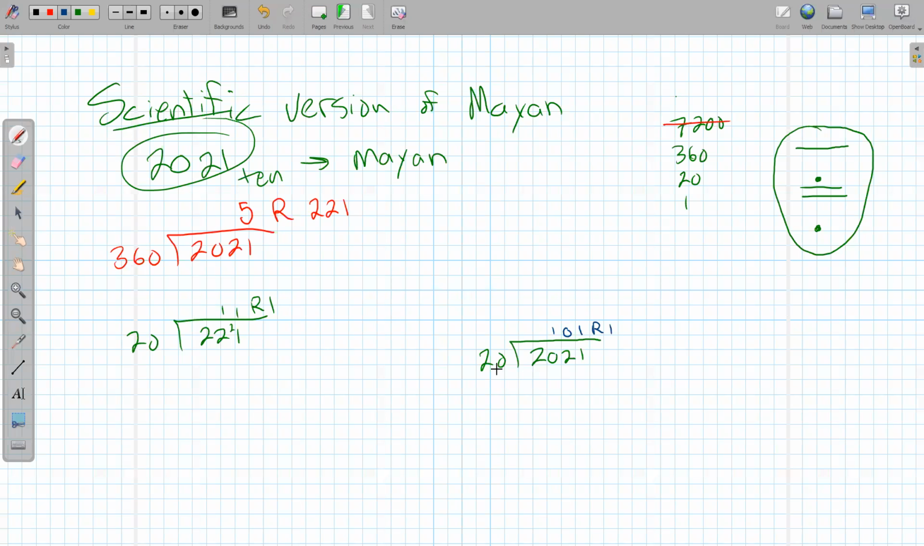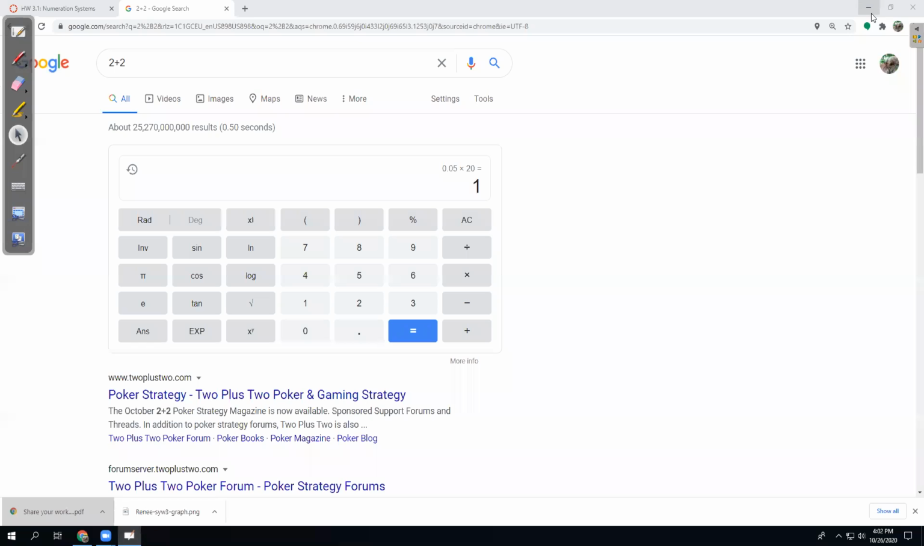Now, usually we would keep dividing by the same number, but remember in Mayan, in the scientific version, they first group by 20. That's a multiple of 20. And then right after that, they group by 18. And then they start grouping by 20 again. So in my division, I just did that, divide by 20. Next, I need to do the 18. So now I take 18 into 101. And that I definitely want my calculator for because I'm not up on my 18 table today.